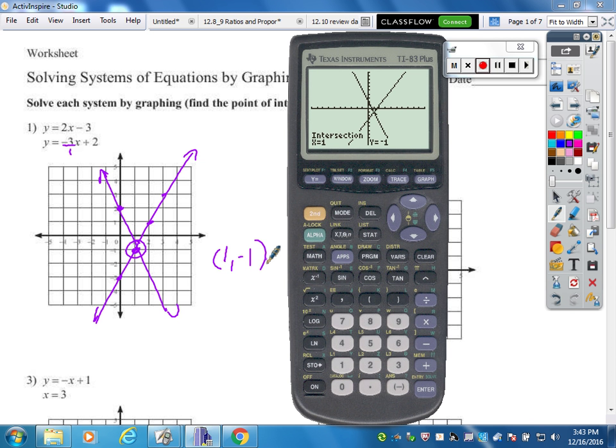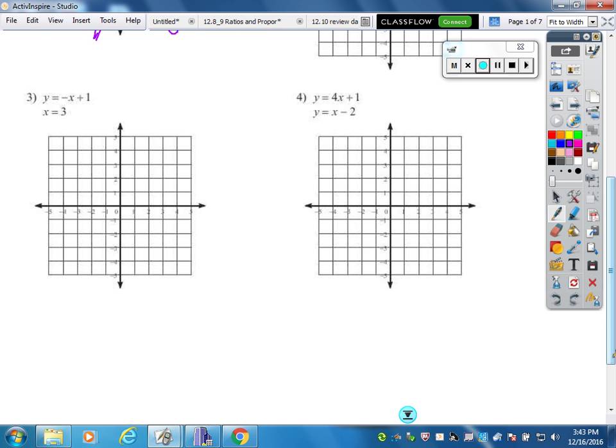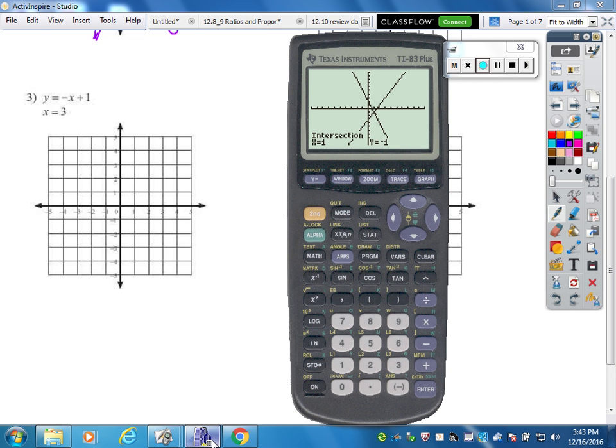So we're going to skip ahead a little bit. I'm going to leave this one right here for you. So number 2 is for you. And we're going to go on to number 3. Now the problem with number 3 is it's not one you can do in your calculator.